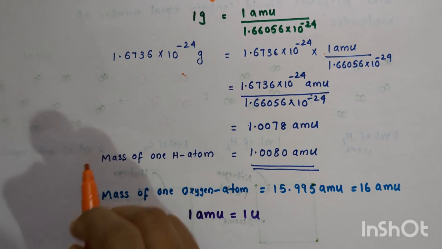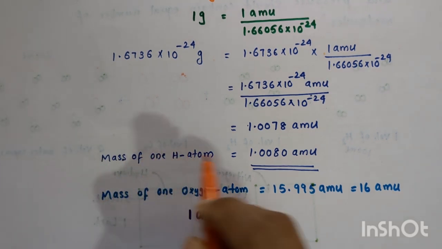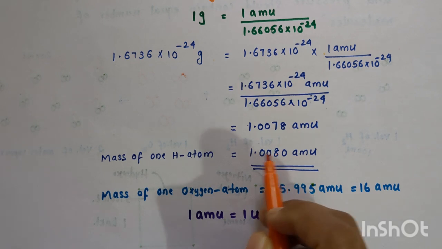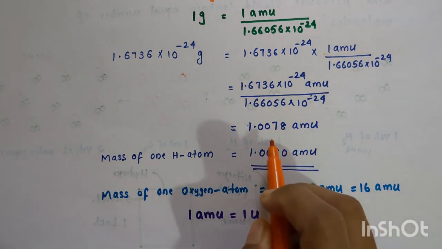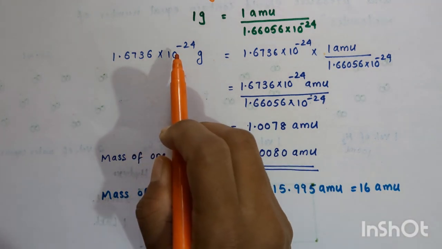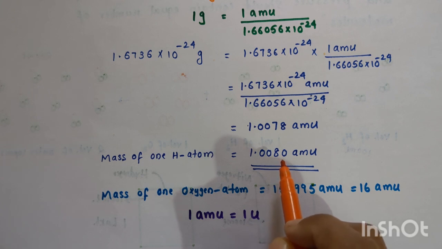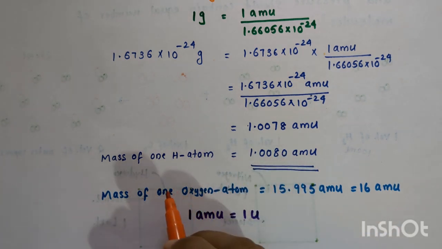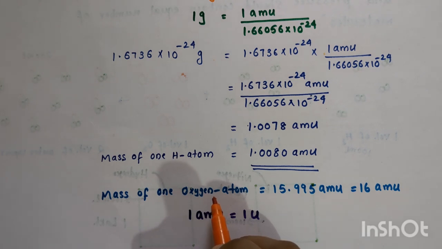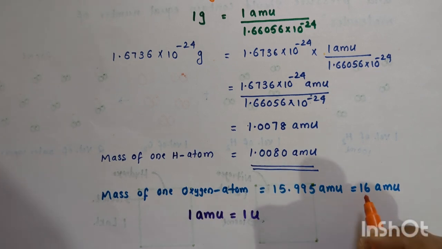So what you want to understand is that the mass of one hydrogen atom in AMU is 1.008 or 1.0080 AMU. The mass of a hydrogen atom in grams is 1.6736 into 10 raised to minus 24 gram. In AMU, it is 1.008 AMU. Similarly, if you find the mass of one oxygen atom, you will get 15.995 AMU, or you can approximate that to 16 AMU.